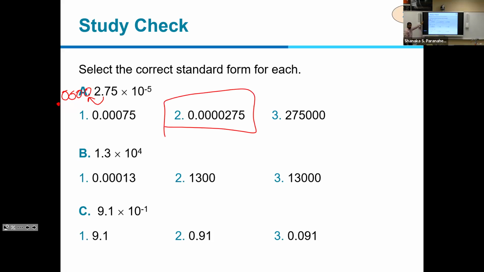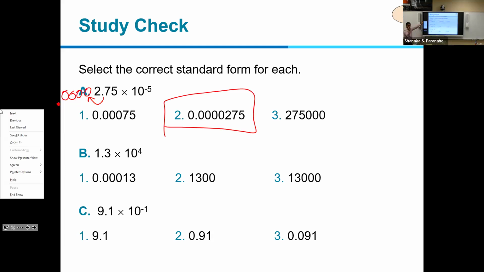Next one, 1.3 times 10 to the power 4. It's going for the large side, so it should be greater than 10. So this is not a choice. 3 is only 1 digit, so we need 3 additional zeros. It's going to be 13,000. The last one is negative 1. We are going for the lower side, so we shift to the left 1 more time, so it's 0.91.